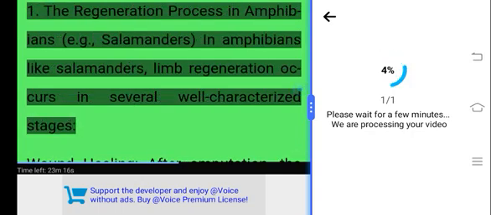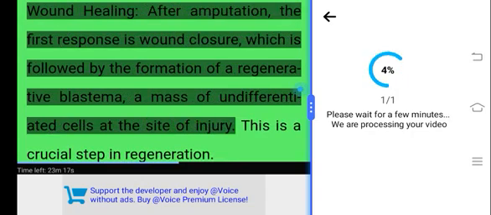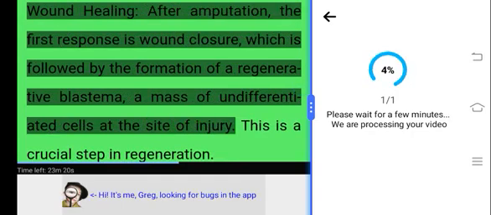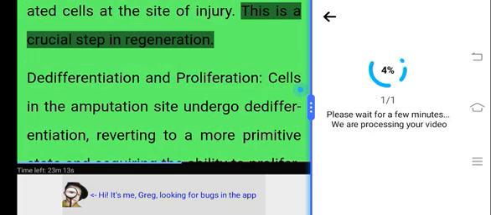1. The regeneration process in amphibians, e.g., salamanders. In amphibians like salamanders, limb regeneration occurs in several well-characterized stages. Wound healing. After amputation, the first response is wound closure, which is followed by the formation of a regenerative blastema, a mass of undifferentiated cells at the site of injury. This is a crucial step in regeneration.